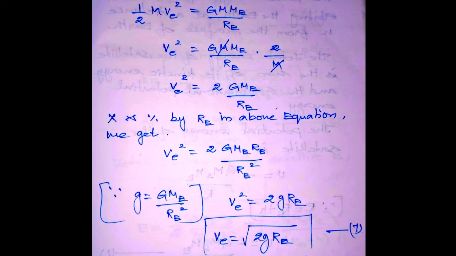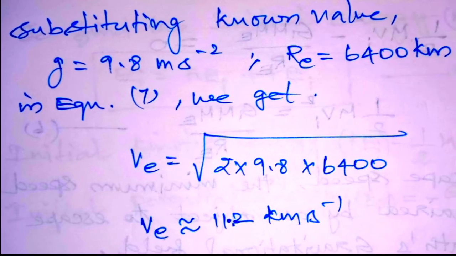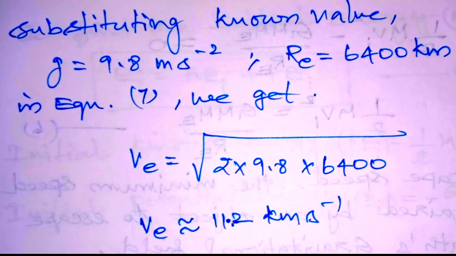Now we know the value of capital G Me divided by Re square is what? Acceleration due to gravity, small g, and we substitute in the above equation. So we get v square equals 2g Re. Now we need only ve, the escape speed, so sending the square to the opposite side, we get square root of 2g Re. This is equation number 7, and it represents the escape velocity of the object.